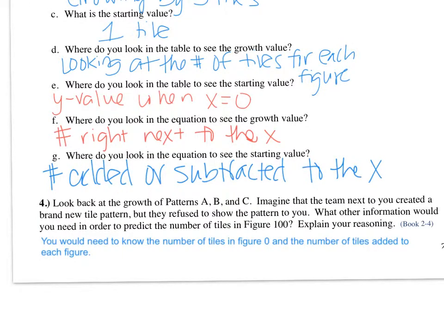Number 4, if we look back at the growth of patterns A, B, and C, imagine that the team next to you created a brand new tile pattern, but they refused to show the pattern to you. What other information would you need in order to predict the number of tiles in figure 100? Well, you're definitely going to need to know the number of tiles in figure 0, or actually any figure number, and the number of tiles added to each figure to help you find either the rule or to give you some kind of idea of what figure 100 would look like.